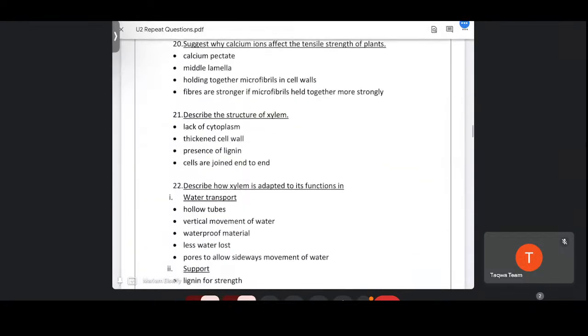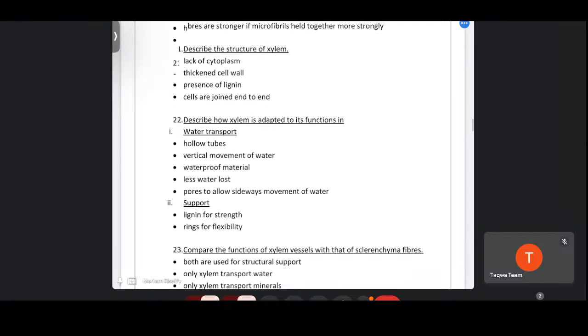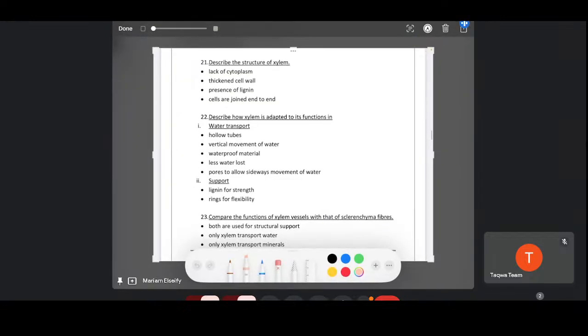Okay, suggest why calcium ions affect the tensile strength of plants. Because it has calcium pectate, middle lamella, holding together microfibrils and cell walls, and the fibers are stronger if microfibrils are held together more strongly. Again, some plant questions. It was all about plants, even if it wasn't direct.